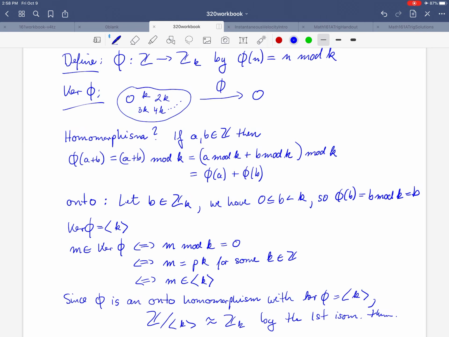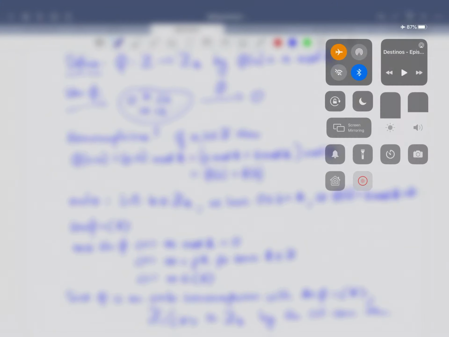And that's how you use the first isomorphism theorem. You have to find your homomorphism. You have to show that it's a homomorphism, that it's onto, and that it has the right kernel. And then you get that the factor group mod the kernel is isomorphic to your image.